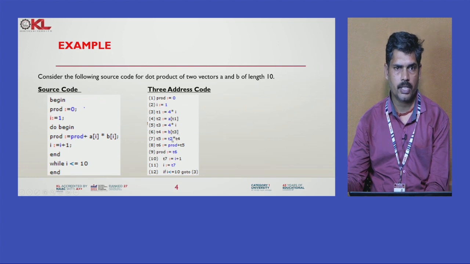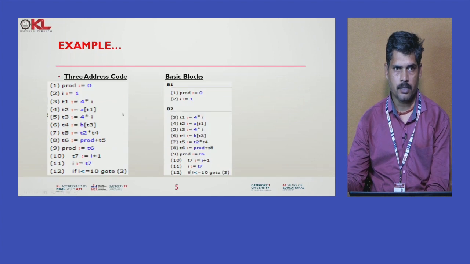And T5 is calculated from T2 and T4. Then T6 equals product plus T5. Prod equals T6. That means we calculate T6 and then prod equals T6. T7 equals I plus 1. I equals T7. If I is less than or equal to 10, go to 3. That is the logic. We are converting source code to 3 address code.